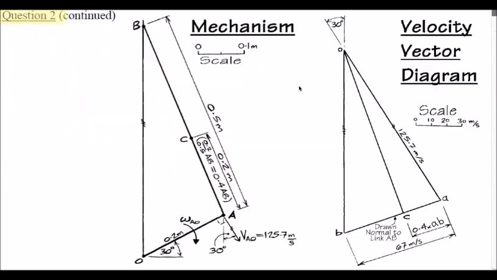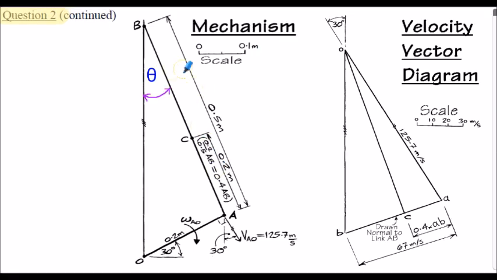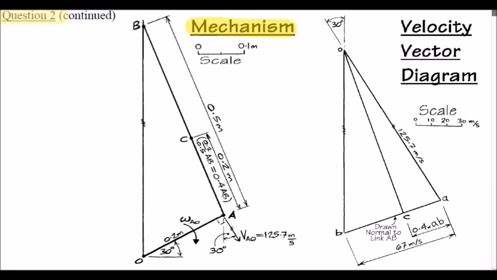Question 2 continued. Here's a diagram of the mechanism itself. Remember initially to calculate this angle theta from the given geometry. Here's the velocity vector diagram, again constructed in the previous presentation. Notice for reference, in this particular case, point C is not midway along the connecting rod. It's actually 0.4 of the length of the connecting rod from point A. So point C is shown here on the velocity vector diagram.